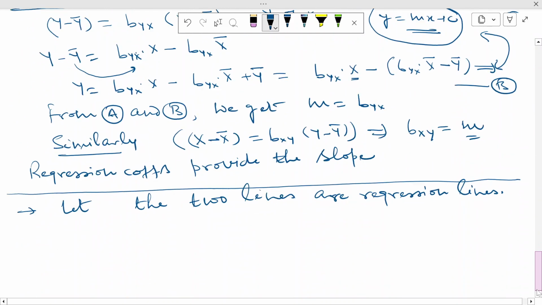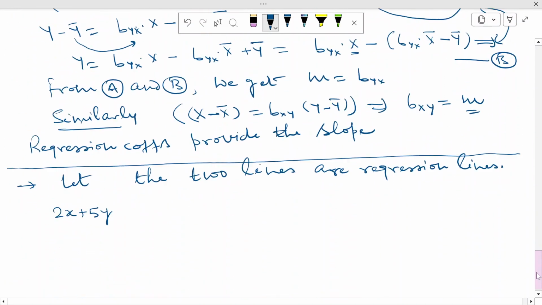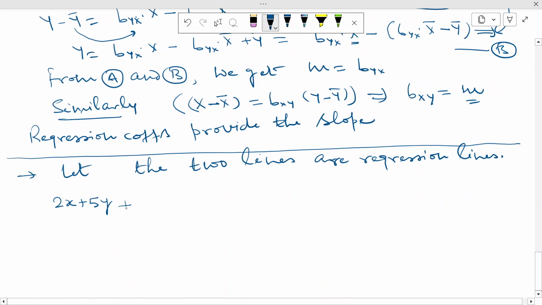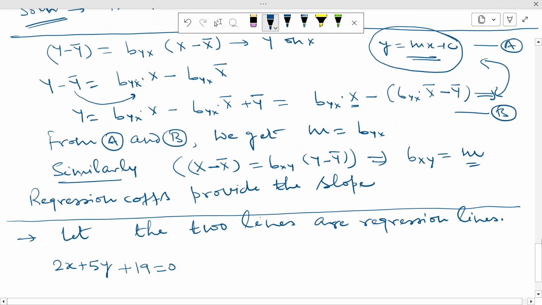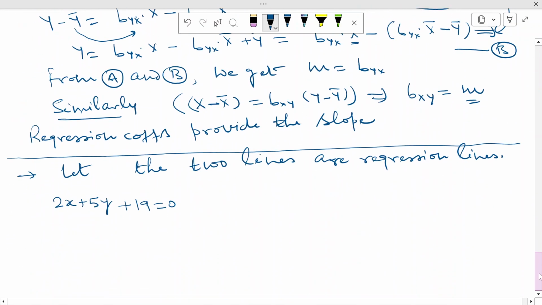So our first line is 2x plus 5y plus 19, and our second line is 3x plus 9y plus 15. So 3x plus 9y plus 15 is equal to 0.